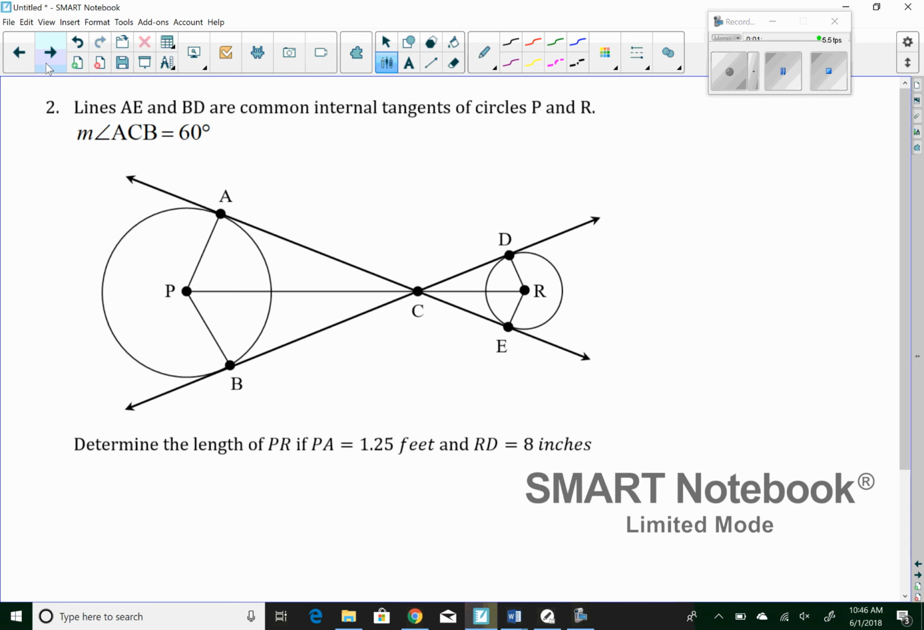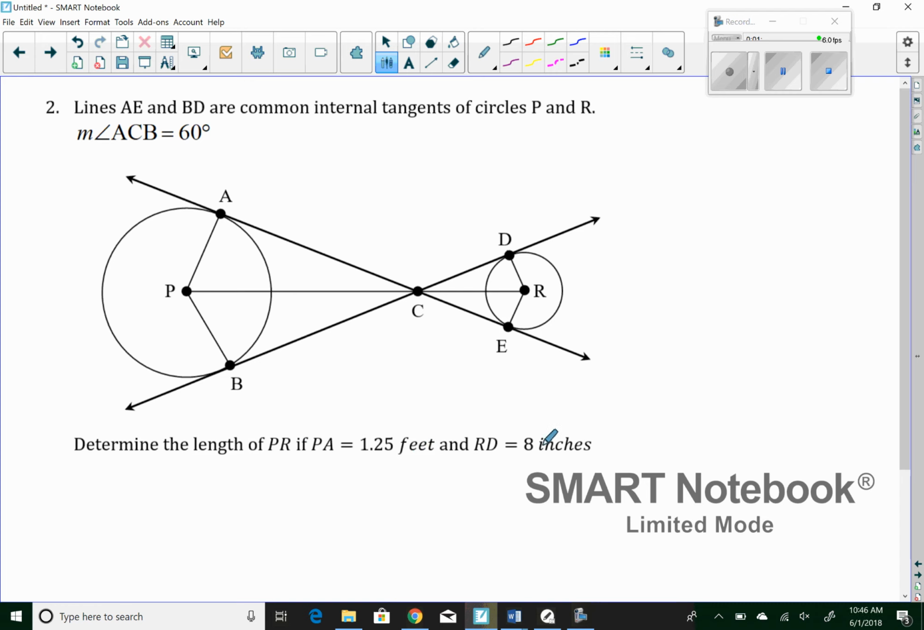Number two gives us this situation. So it gives us these triangles. We see some angles are given. So ACB is an angle of 60 degrees. And then it says that they want us to find PR if PA is 1.25 feet and RD is 8 inches.